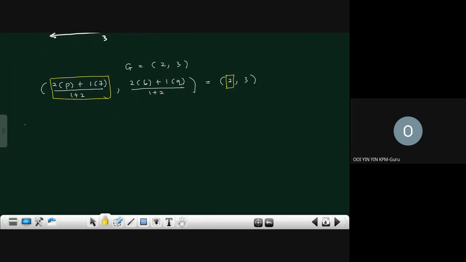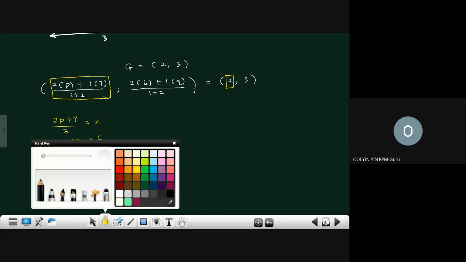Okay, so your 2p plus 7 over 3 will equals to 2. Okay, and then your 2p plus 7 will equals to 6. 2p equals to plus 7, move to the other side, become 6 minus 7, minus 1. And then your p will be negative 1 over 2.